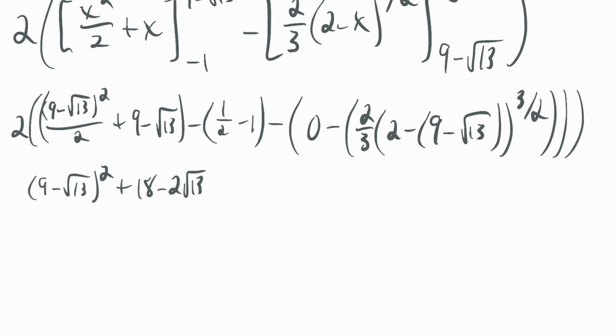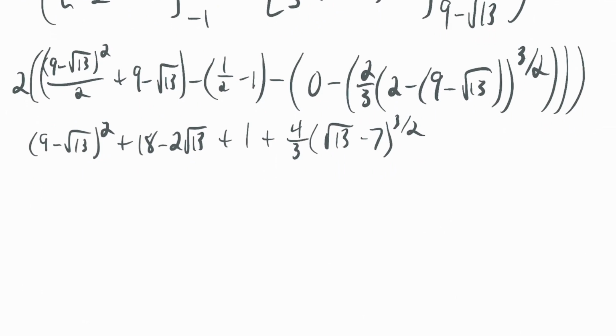Plus 1, right? 1/2 minus 1 is negative 1/2. Double that's negative 1, but you're subtracting, so plus 1. Plus 4/3 root 13 minus 7 to the 3/2. Okay, we'll call that good enough.